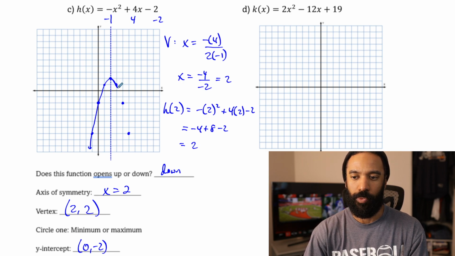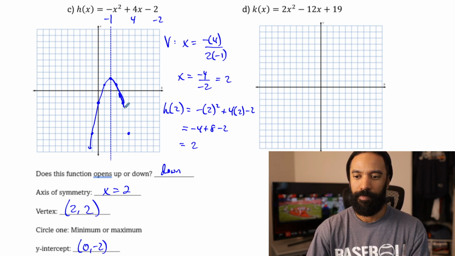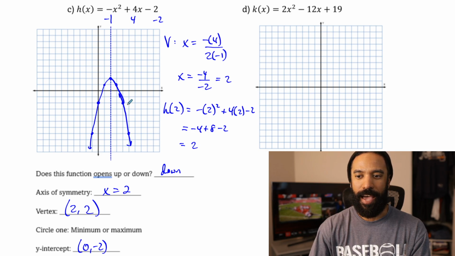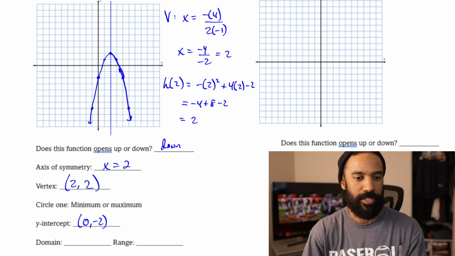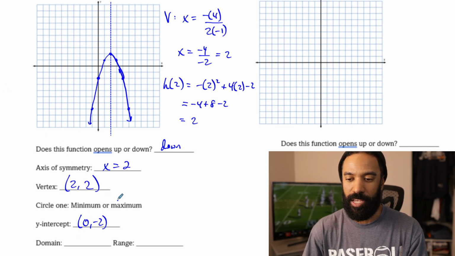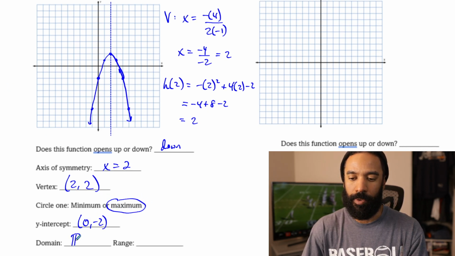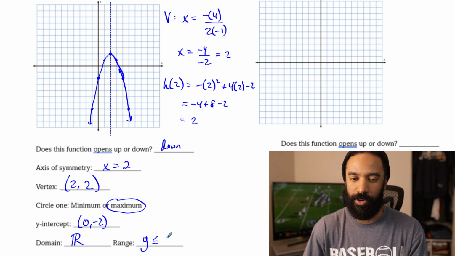Negative b over 2a is the way that we're going to do it out of standard form. This graph was not factorable, by the way, and if it was factorable, it would have hit very nice x-intercepts. In this case, it does not. This has a maximum. The domain is all real numbers, and the range is y is less than or equal to 2.